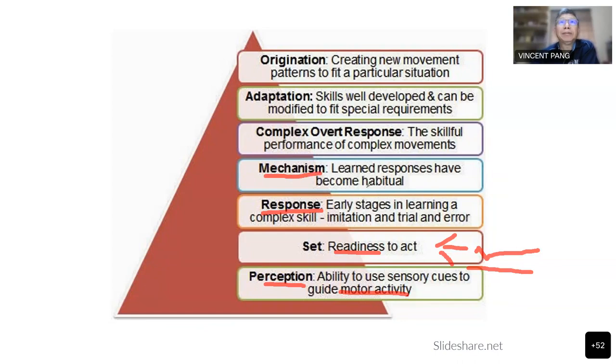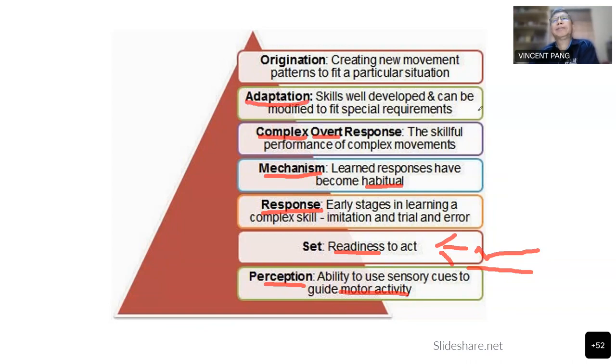Mechanism. The movement becomes habitual, meaning without the need of people demonstrating, things can be done automatically without help. Complex overt response. Complex means many things, a few things at the same time, more than two movements at the same time. Overt means something that can be observed. So this is a combination of a few movements at the same time.